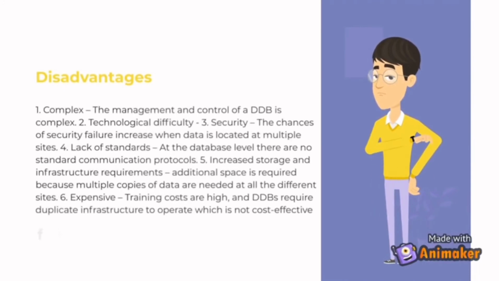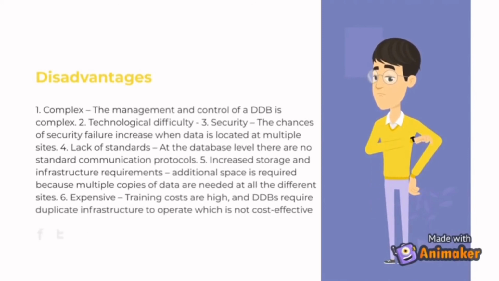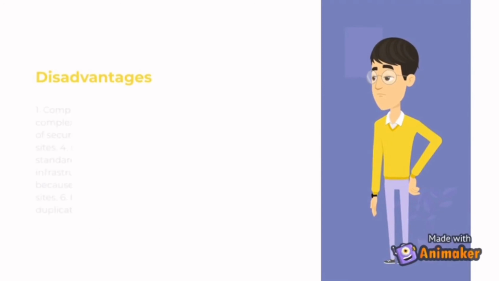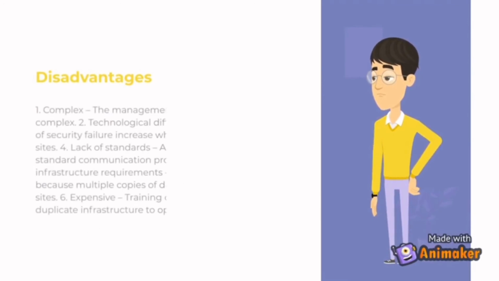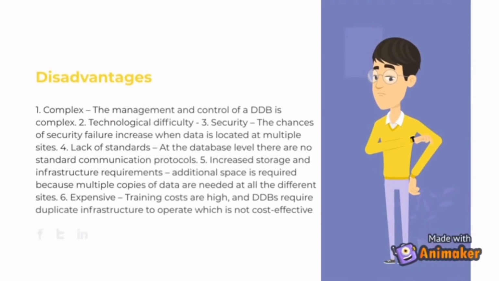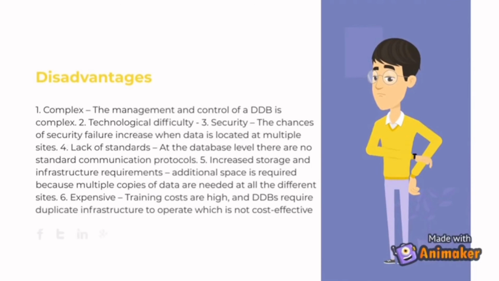4. Lack of standards: at the database level there are no standard communication protocols. 5. Increased storage and infrastructure requirements: additional space is required because multiple copies of data are needed at all the different sites. 6. Expensive: training costs are high, and DDBS require duplicate infrastructure to operate, which is not cost-effective.